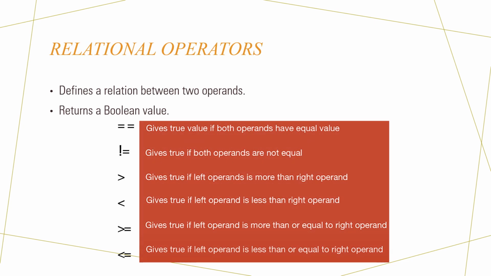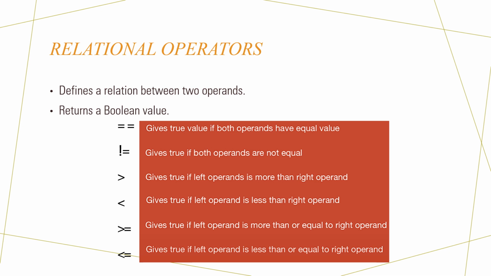Relational operators. This is the next type of operators that we discussed before. These basically show the relation between two operands and return a Boolean value. That is, it returns either a true or a false. For example, a double is equal to sign will give a true if both the operands have equal value. So they are basically working on two operands, unlike the unary operators, but they are returning only true or false and not any numeric value.